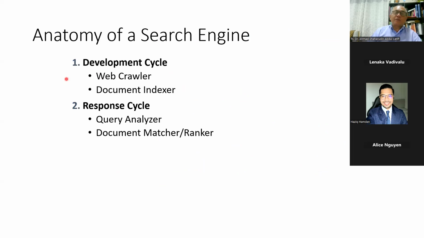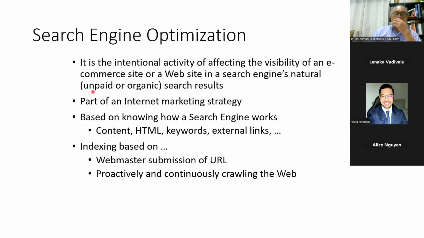So a search engine comprises the development cycle, which comprises the web crawler and document indexer, and then the response cycle, which comprises the query analyzer applying natural language processing, and the document matcher, which does the ranking. When you do search engine optimization, it is about looking into the visibility or ranking of your site in the search engine's natural search result, or organic search result, that is the unpaid search result. That is part of the internet marketing strategy.